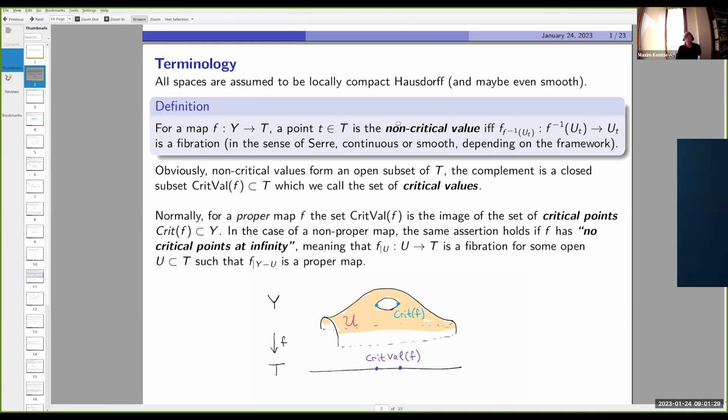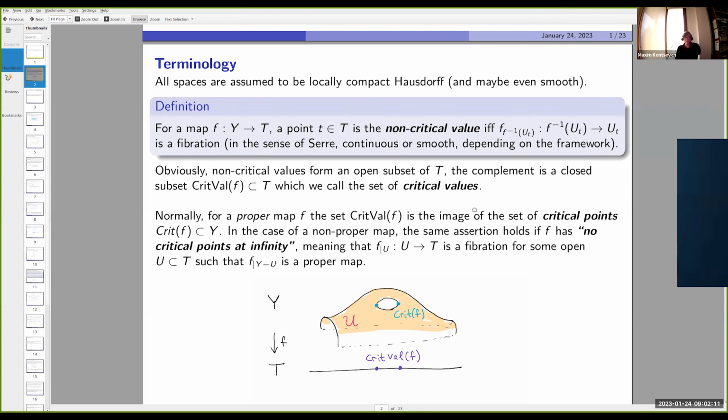Normally, if a map is proper, then the set of critical values is the image of the set of critical points, the points where my map is locally not a fibration. If the map is not proper, the same holds if F has no critical points at infinity. For example, take a very simple situation, an open embedding: you remove a point from R, and the removed point will be a critical value, but not the value of any point. So it's a case of a non-proper map.